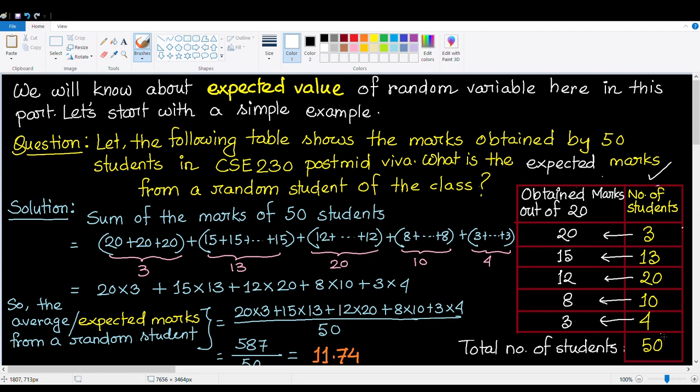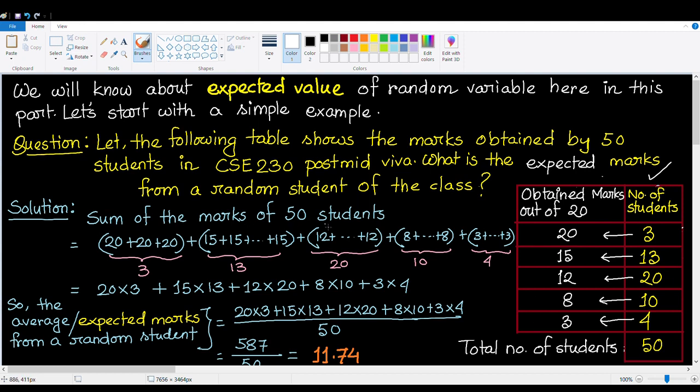If you think that the expected marks of a random student whose marks is unknown to you is the average, then you are right, because that makes sense, right? If you don't know someone's marks, then from the idea of the marks obtained by the students, you can say that he might be getting some marks which is the average of the class, right? So how to determine the average of these marks? I think all of you know how to determine the average or the arithmetic mean of these marks.